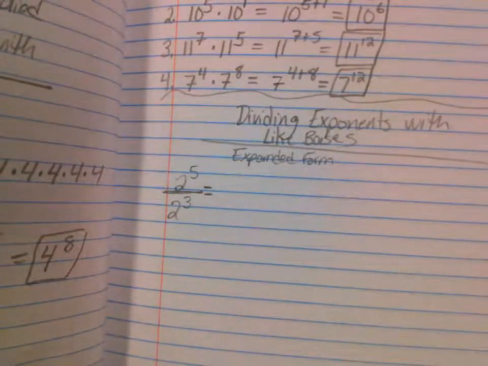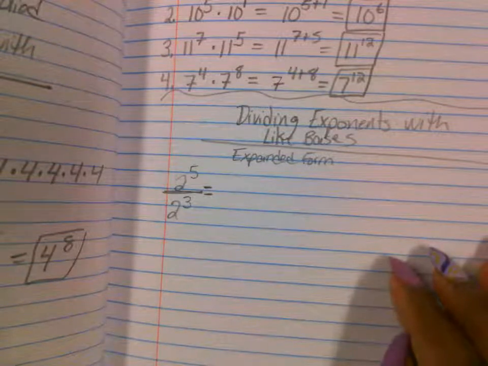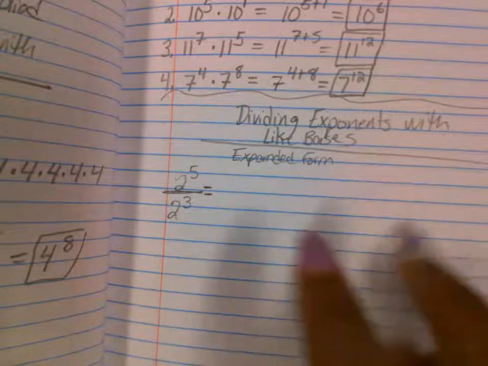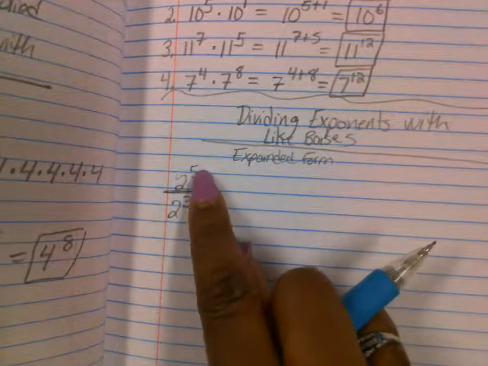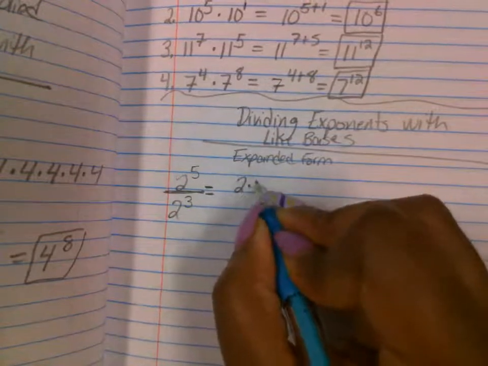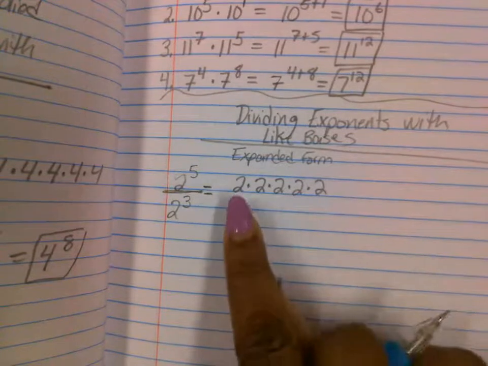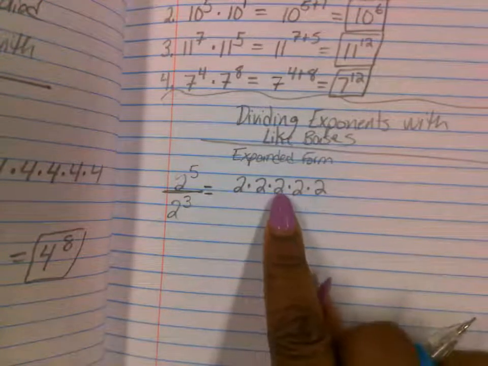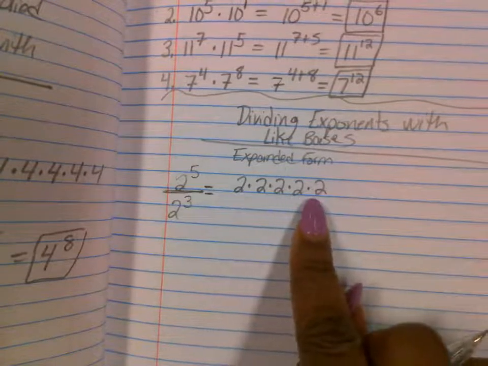If you cannot focus and write at the same time, then put your pencil down so that you can focus. Okay. On the top, this is saying 2 to the 5th power. That means 2 is being multiplied 5 times. That's 2 times 2 times 2 times 2 times 2. That's 1, 2, 3, 4, 5. Raise your hand if you don't understand that.